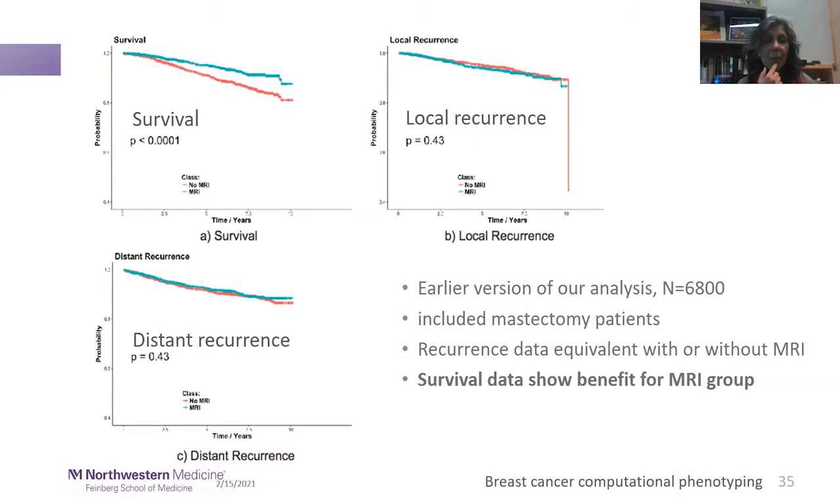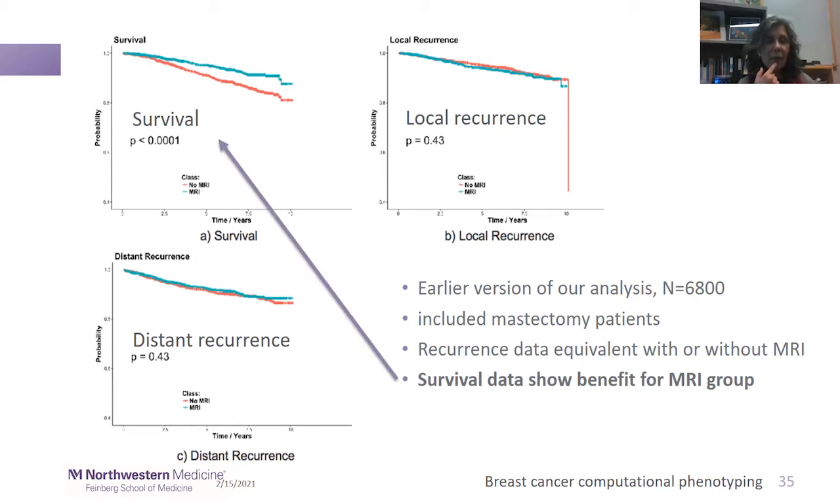So this is an example of the problem. I showed you the data on local and distant recurrence, which is credible, also based on looking at other literature, which corresponds with this. But the survival data was really surprising to us. Can you put in the pointer, Yuan? I have a pointer there. Next slide.